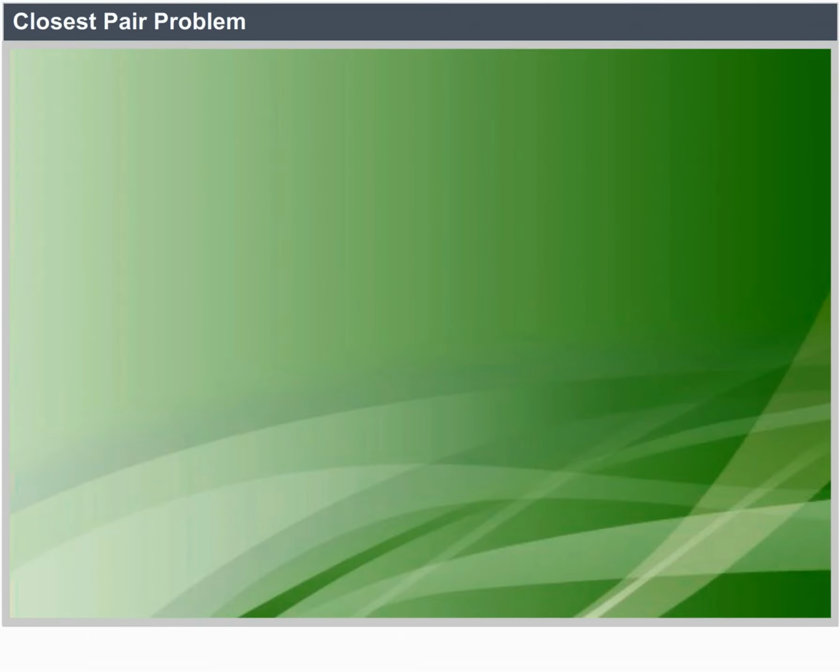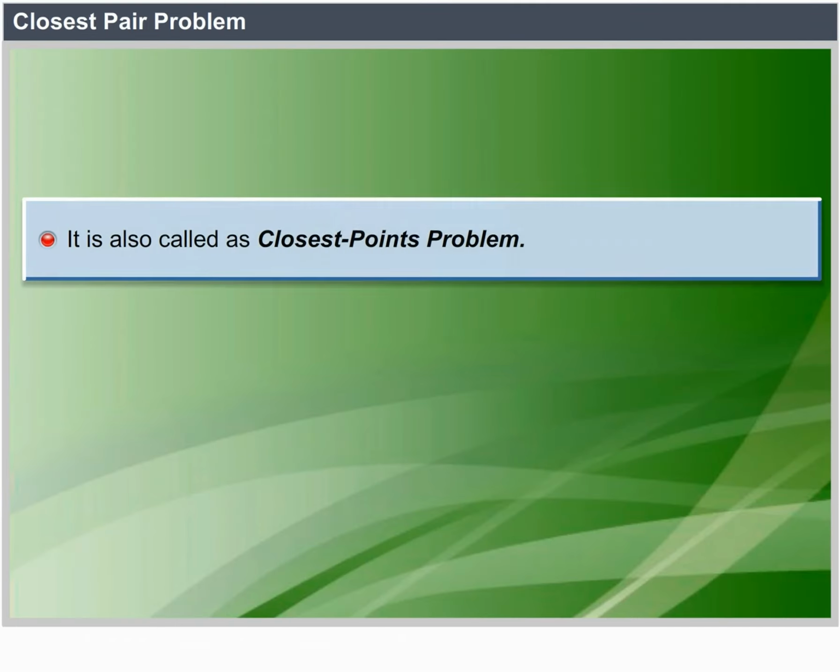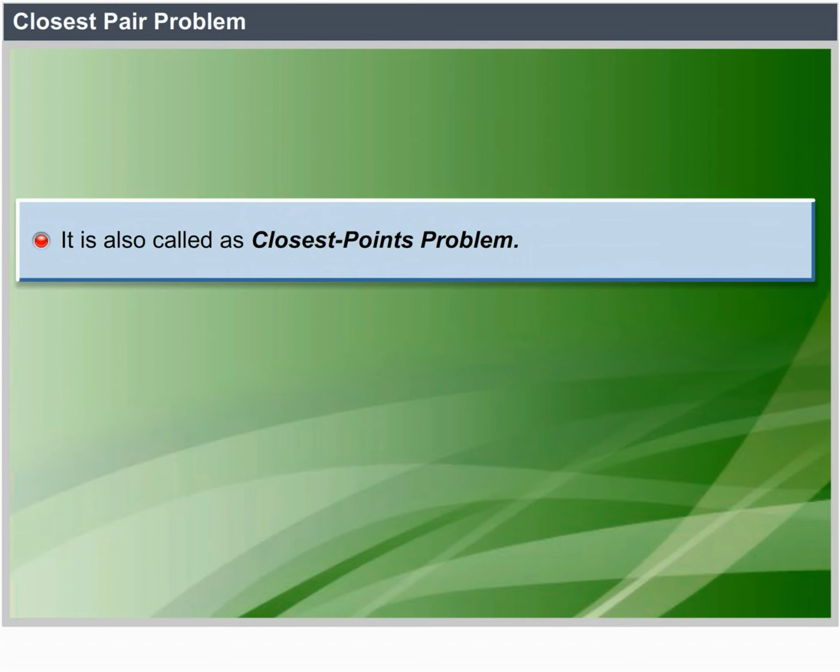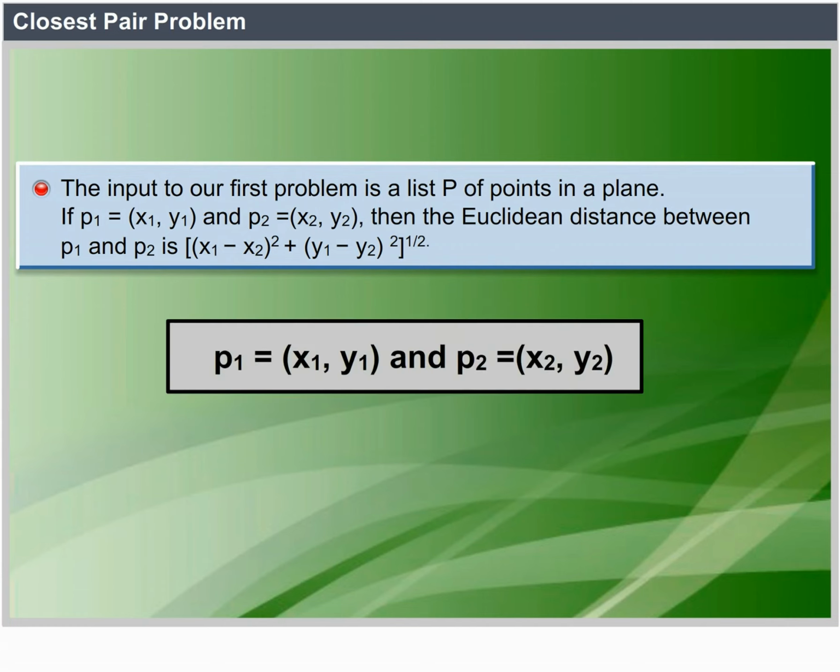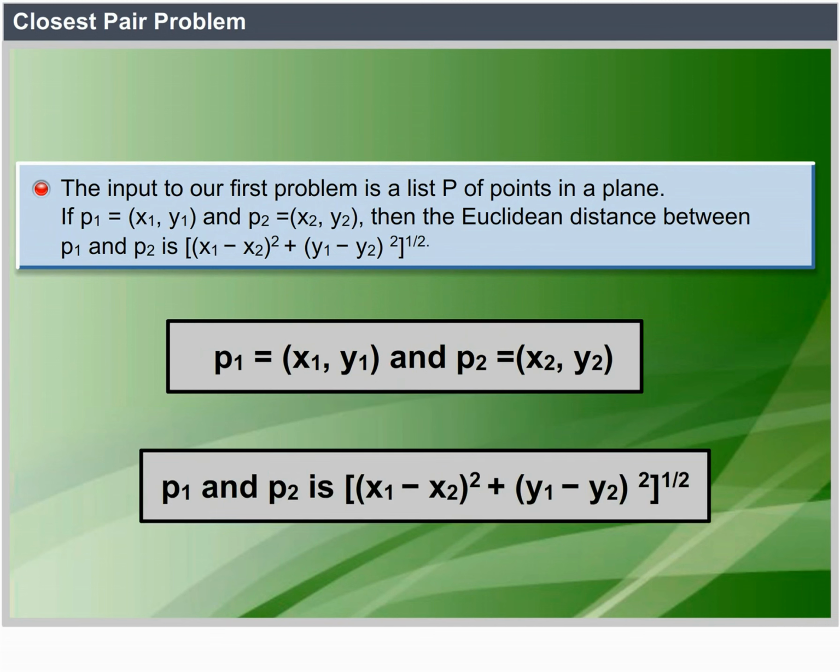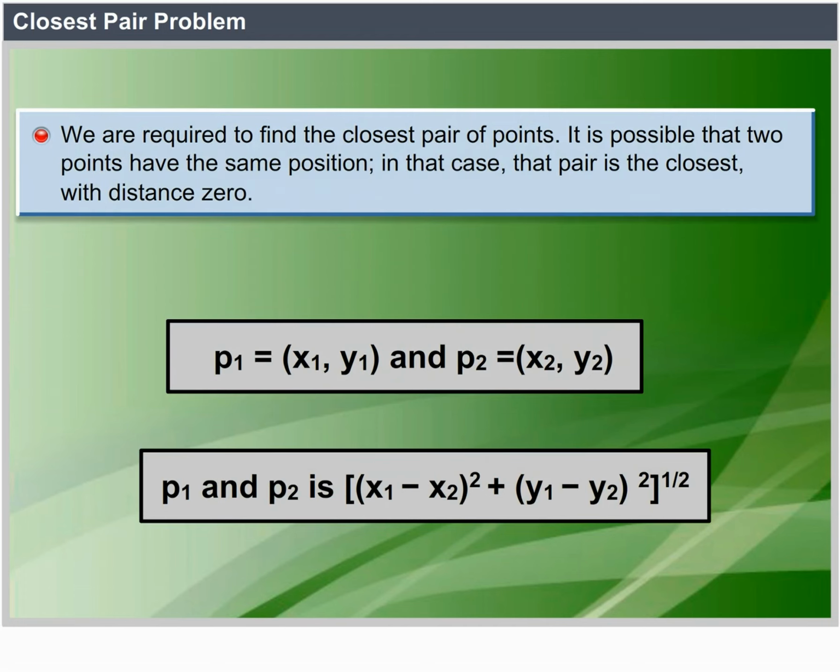Closest pair problem. It is also called the closest points problem. The input to our first problem is a list P of points in a plane. If P1 = (x1, y1) and P2 = (x2, y2), then the Euclidean distance between P1 and P2 is ((x1 − x2)² + (y1 − y2)²)^(1/2). We are required to find the closest pair of points. It is possible that two points have the same position. In that case, that pair is the closest, with distance 0.